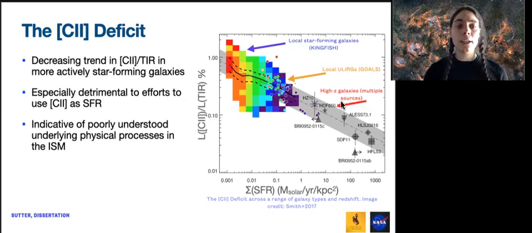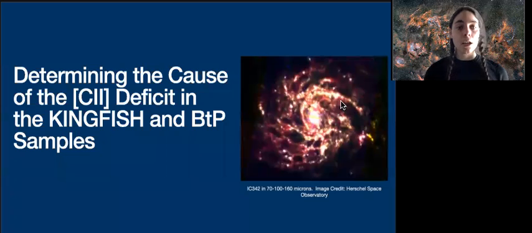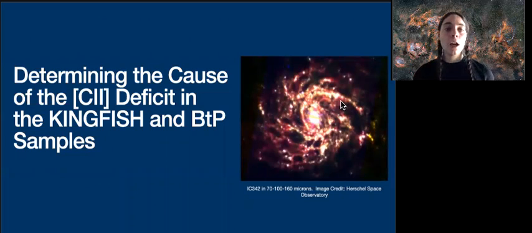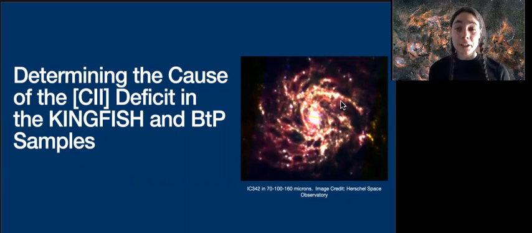We can see this decreasing trend with more active star formation. So if we don't understand why this trend occurs, why we see this decrease, we cannot use C+ to measure star formation rate. And we clearly don't have a complete understanding of the thermal regulation processes happening in the ISM. So I want to figure out why this deficit is happening, and could it be corrected for, and then could we use C+ to measure star formation rate?